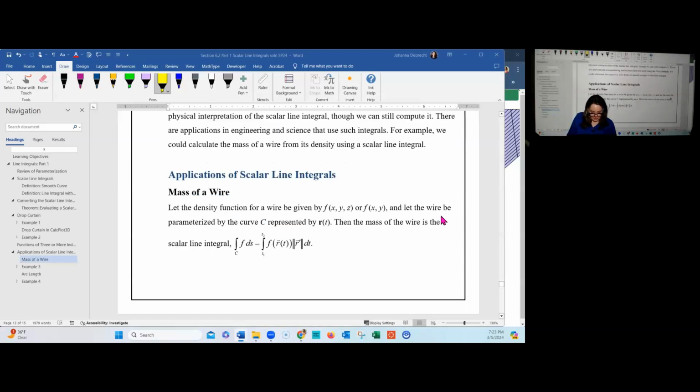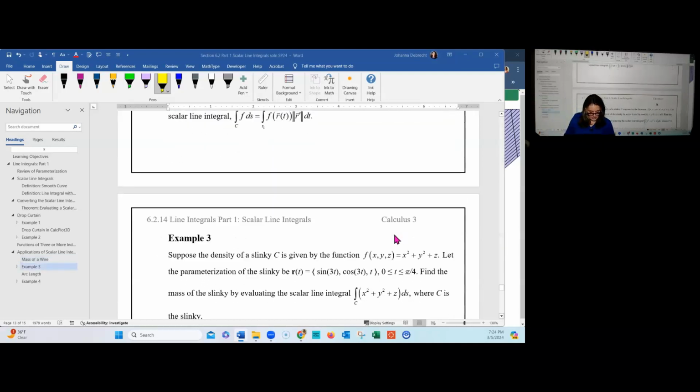If we let the density function for a wire be given by a function of either 3 independent variables or 2 independent variables, and we let the wire be parameterized by the smooth curve C, represented by the space curve r of t, then the mass of the wire is the scalar line integral over the curve of f ds, which gives us the integral with respect to t from a to b of f of r of t times the magnitude of r prime of t. In other words, just the scalar line integral as we've been doing previously.